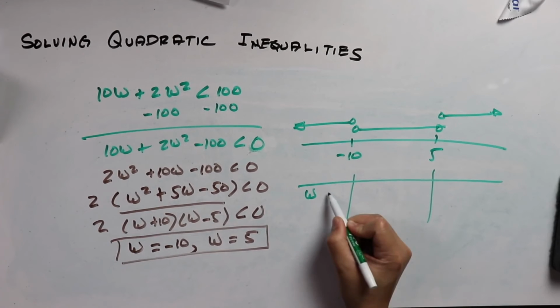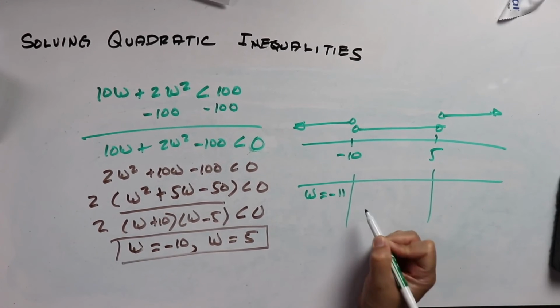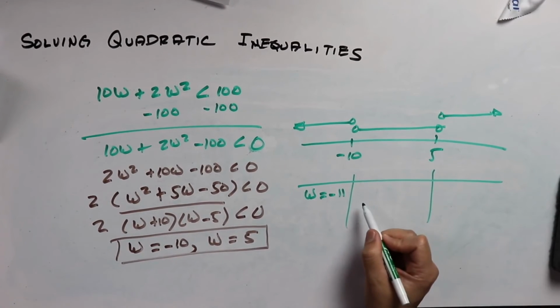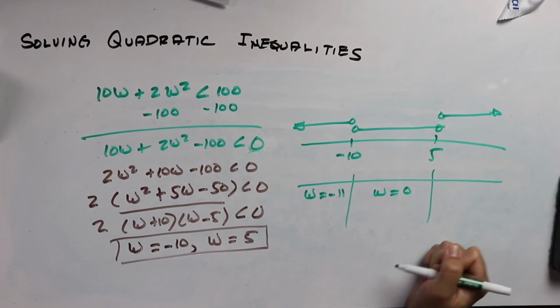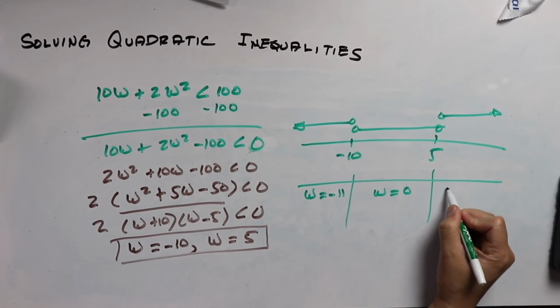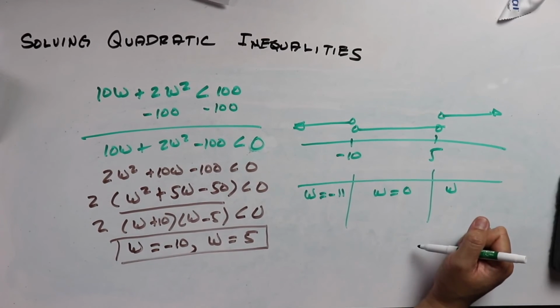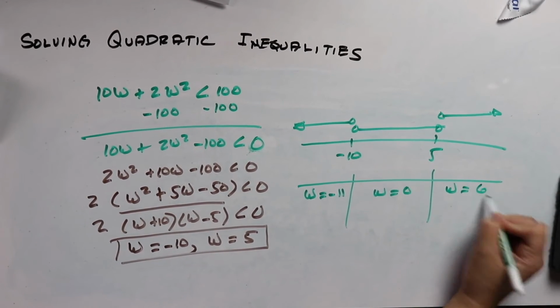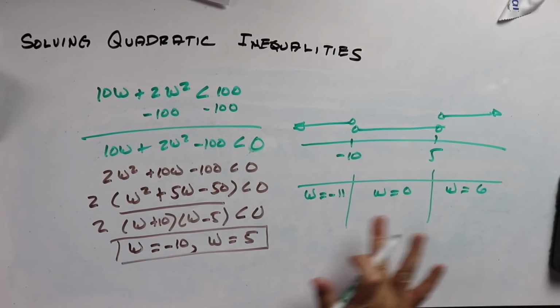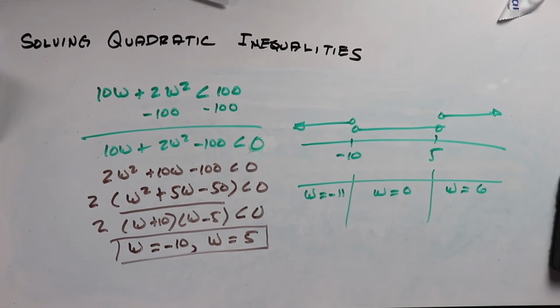So let's set w is equal to negative 11. Anything in between negative 10 and 5, and we know that 0 is in between them, so let's set it to 0. And for the third partition, anything that is bigger than 5, and let's set it to 6, and see to which statement it's going to be true by plugging in our equation.